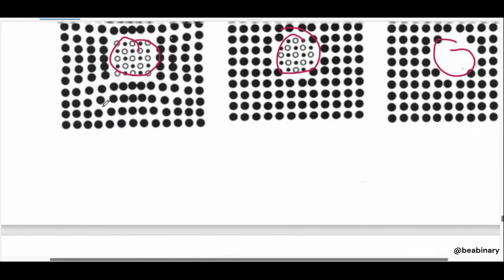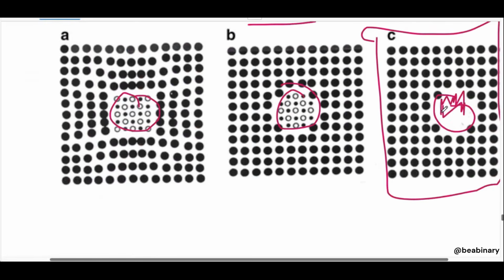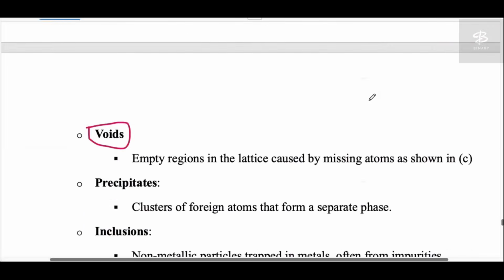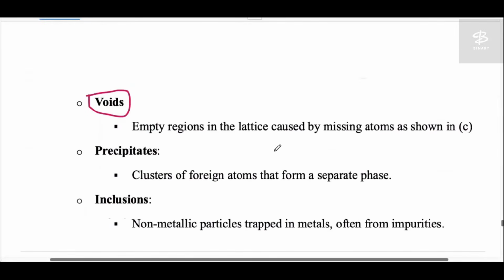So this, the third example, is a void. As you can see here, this one is a void. Here the atoms that were present in this volume have escaped from here. Now it is a vacant or empty space. This is known as your void. Okay, now come to the description, which is an empty space region caused by the missing atoms, as shown in figure C.